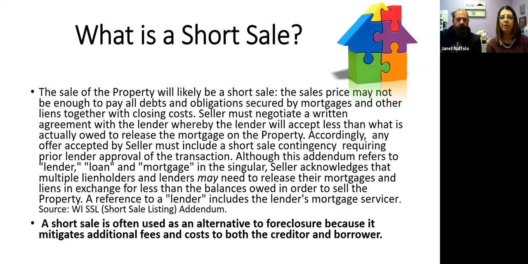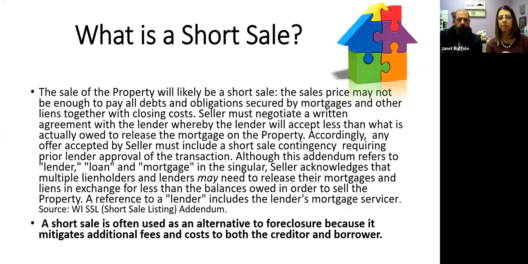So the sale of the property will likely be a short sale. The sales price may not be enough to pay all debts and obligations secured by mortgages and other liens together with closing costs. Seller must negotiate a written agreement with their lender whereby the lender will accept less than what is actually owed to release the mortgage on the property. That's the goal of a short sale. Accordingly, any offer accepted by seller must include a short sale contingency requiring prior lender approval of the transaction.